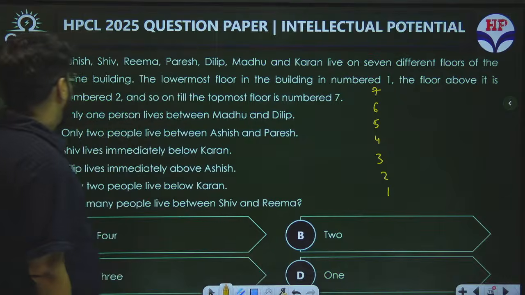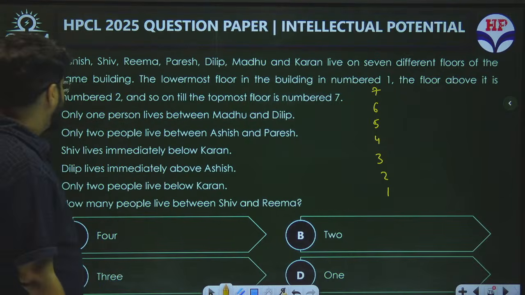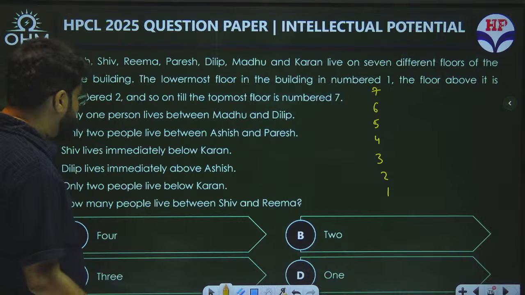Only one person lives between Madhu and Dilip. Only 2 people live between Ashish and Paresh.